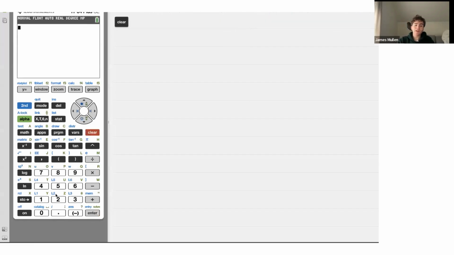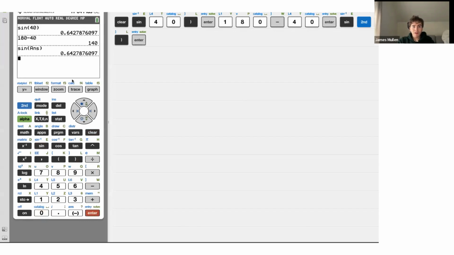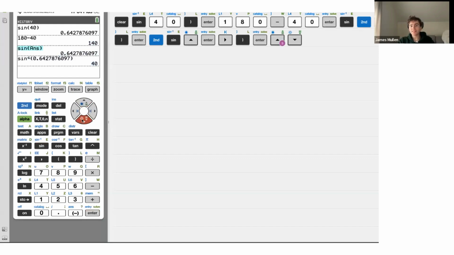I'm going to take an angle, say 40. Let's say sine of 40 degrees. I'm going to hit enter. And now I'm going to do 180 minus 40. That's 140. And if I take sine of that, I get the same thing. So notice that sine of 140 is the same as sine of 40. And when I take inverse sine of this number, I get 40, even though I put in 140 to get it.